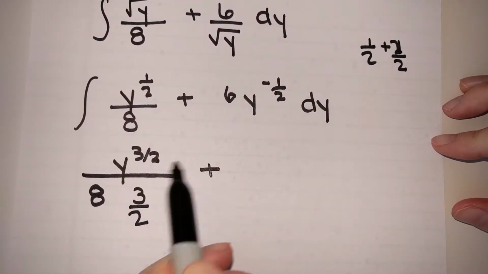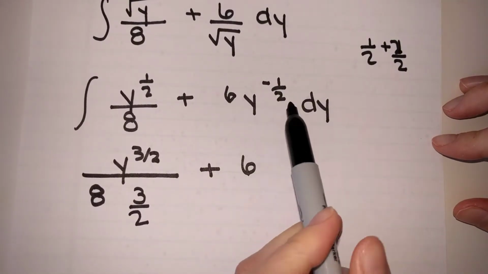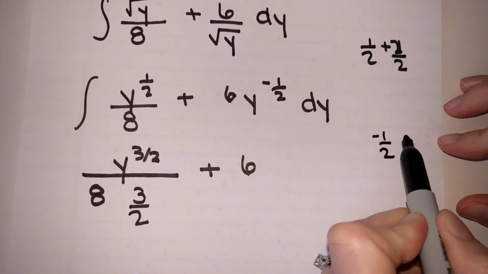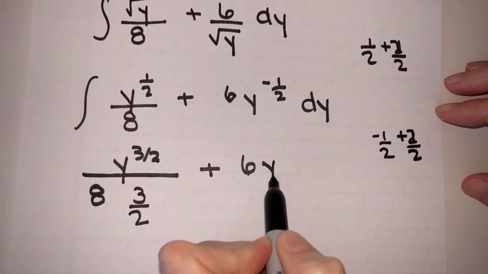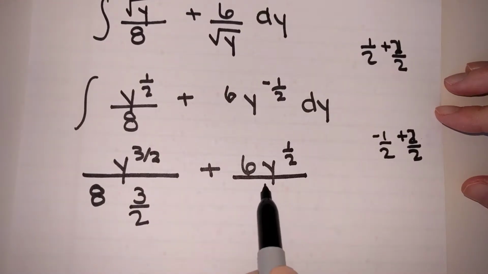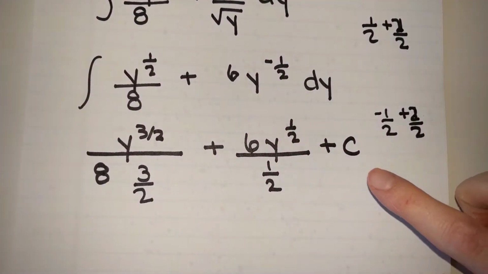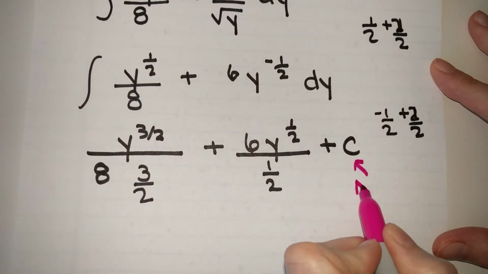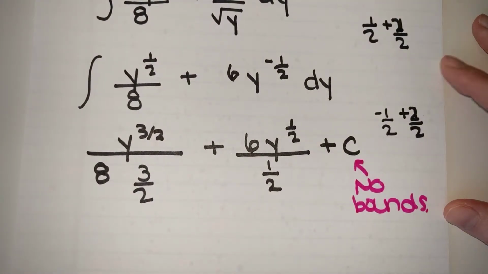And then when I divide by the new exponent, I will divide by 3/2. Then we have plus our 6 is going to tag along, and then our y to the negative 1/2, I take negative 1/2 plus 1, so that's a plus 2 over 2, and that gives us y to the 1/2. Then I divide by the new exponent, so I divide by 1/2. And then of course we need to add our plus c, and we're adding our plus c because we do not have bounds on the integral. So because there are no bounds, we'll add a plus c.